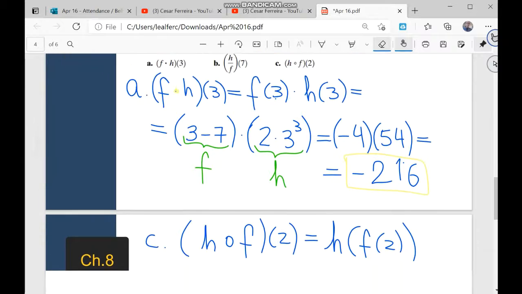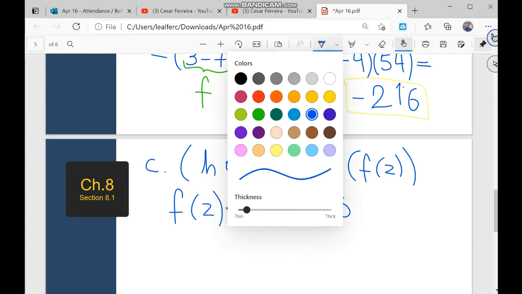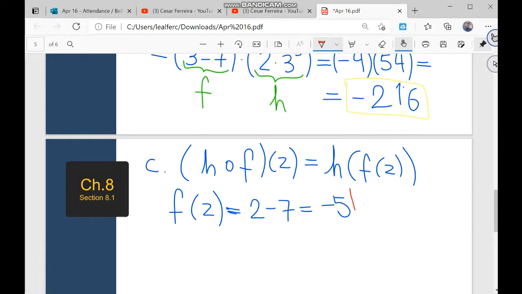So f is x minus 7. We need to find f of x equals 2. F is x minus 7. X is 2 minus 7 equals negative 5. Now plug in the result, negative 5, into the function h.